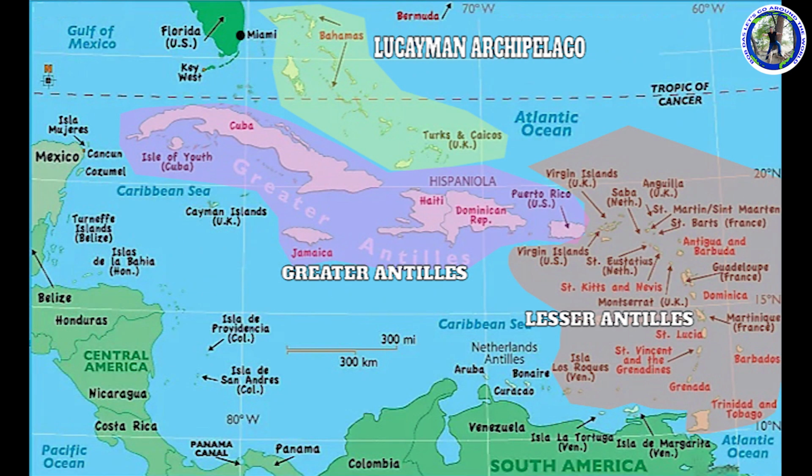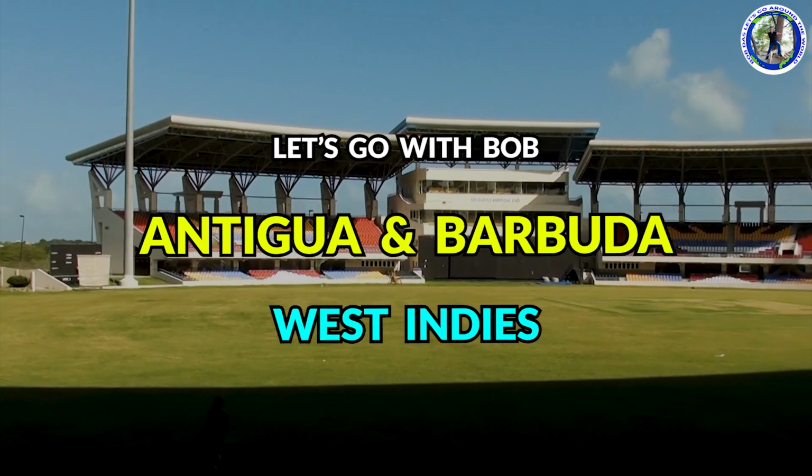For simplicity, we have divided geographically the Caribbean islands into 3 groups. Number 1 is Lucayan Archipelago, number 2 Greater Antilles, and number 3 Lesser Antilles. You can see all these 3 groups in my map colored in 3 different colors.